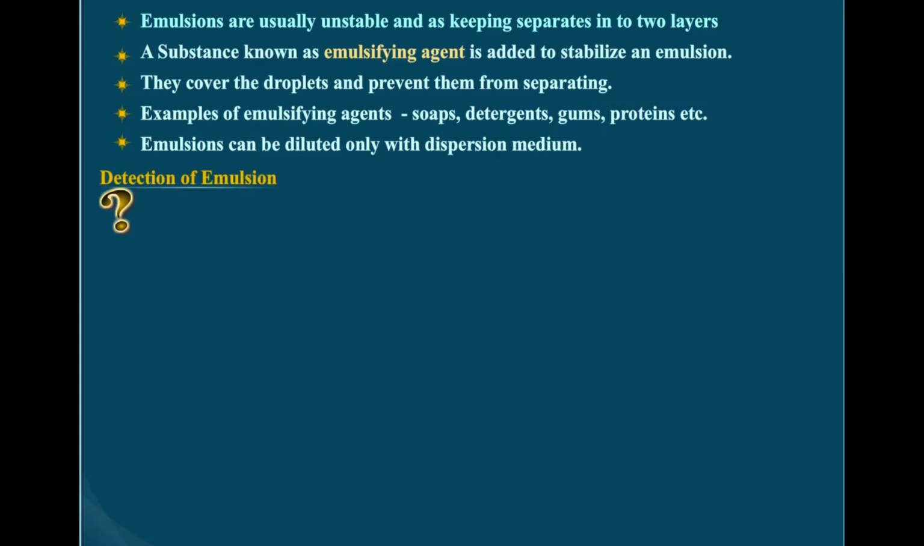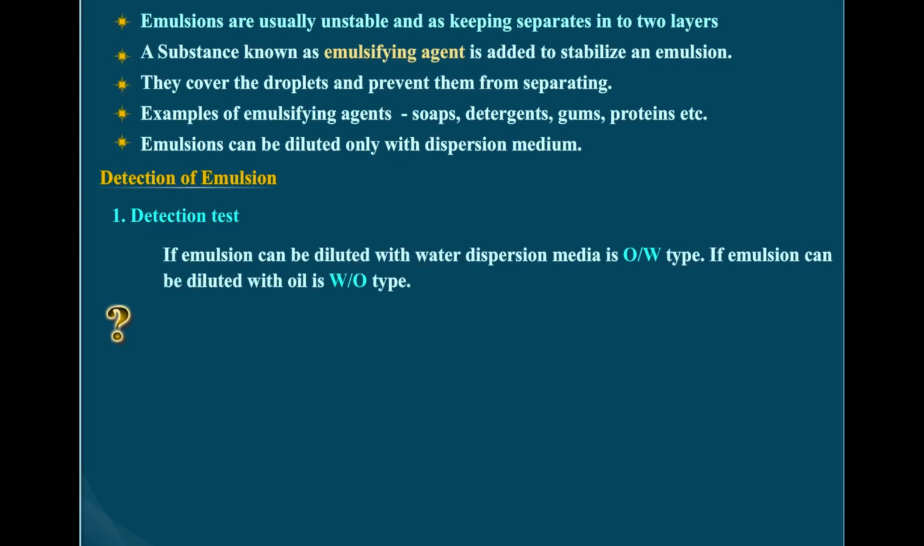Detection of emulsions. Detection test. If an emulsion can be diluted with water, then it is oil in water type, because water is present in excess. If it cannot be diluted, it is water in oil type. Here oil is the dispersion medium, and you cannot dilute it because water is not soluble in the solvent oil.